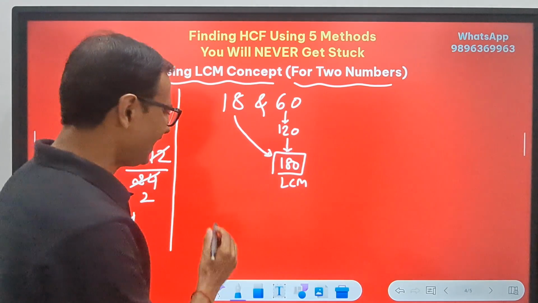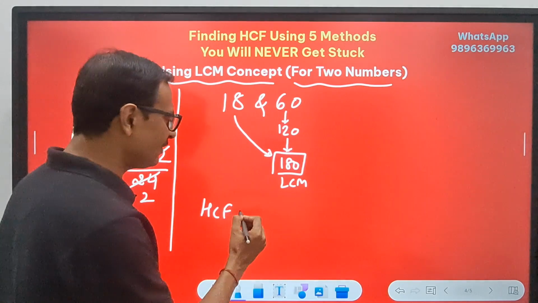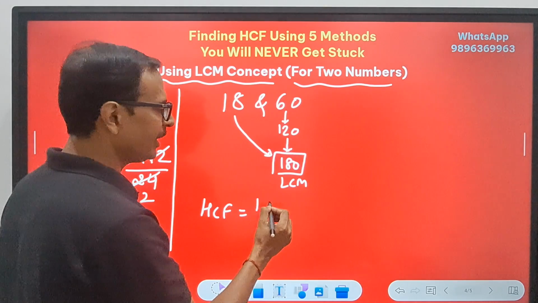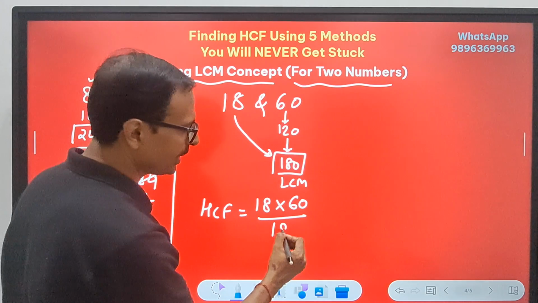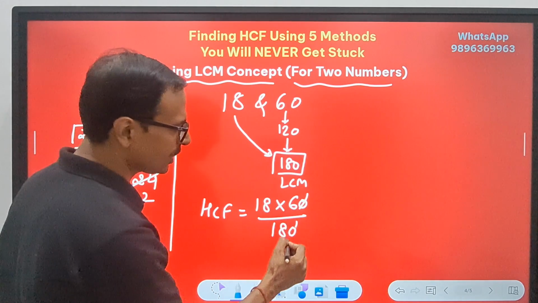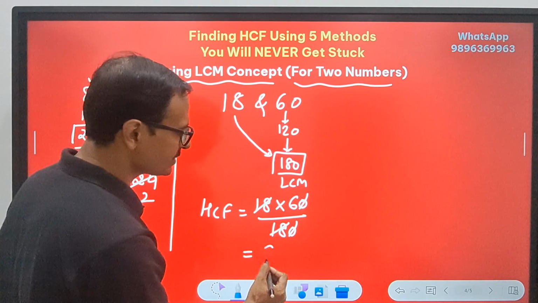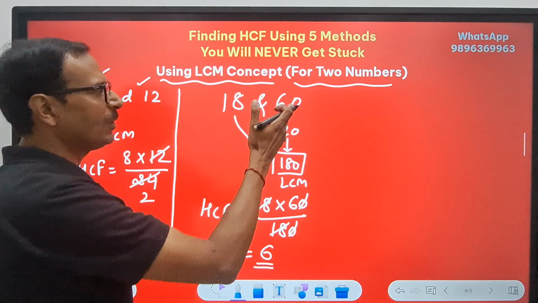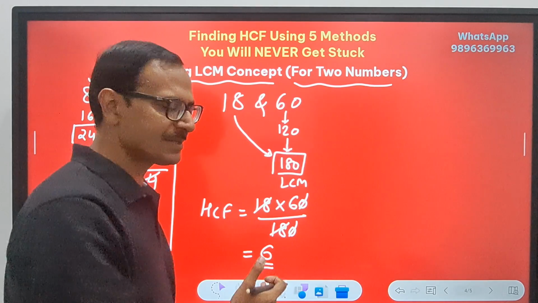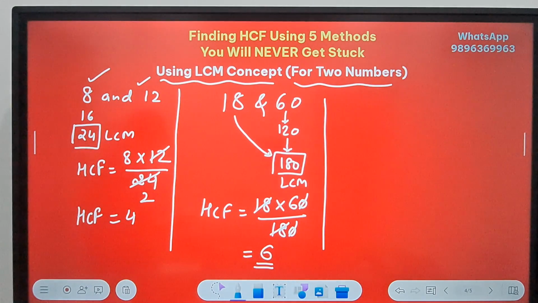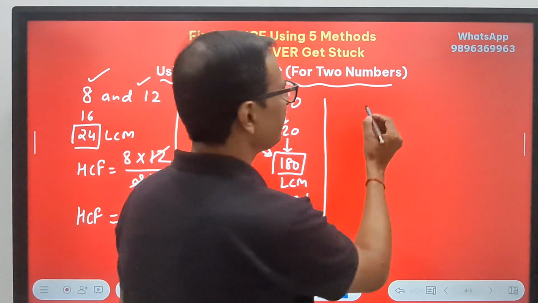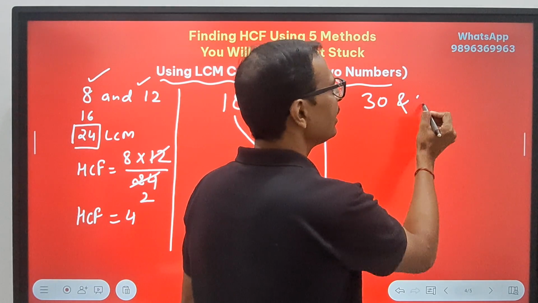Easy, right? And then finding the HCF is even easier. Just take the product of 18 and 60 and divide it by the LCM 180. So 0 cancels out, 18 cancels out, and the answer is 6. The HCF of 18 and 60 is 6. You want me to take one more example? I'll take it. The example may be 30 and 50, an easy one.